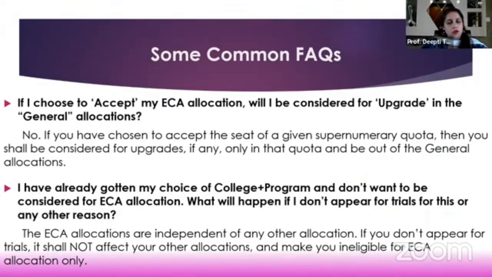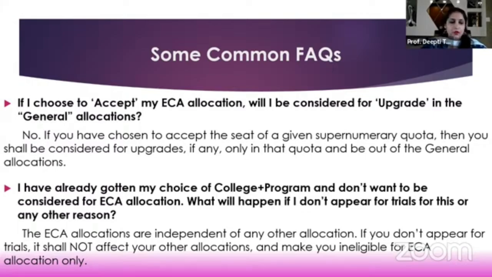So coming on to the common FAQs before I close my presentation. If I choose to accept my ECA allocation, will I be considered for upgrade in the general or regular rounds, whatever nomenclature the admission branch uses? No. As I just mentioned, if you choose to accept a seat in the given supernumerary quota, you shall be considered for upgrades only in that supernumerary quota.